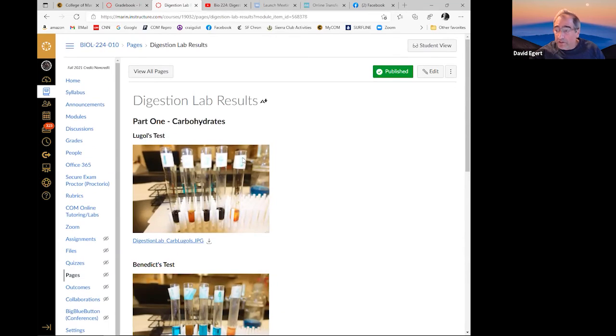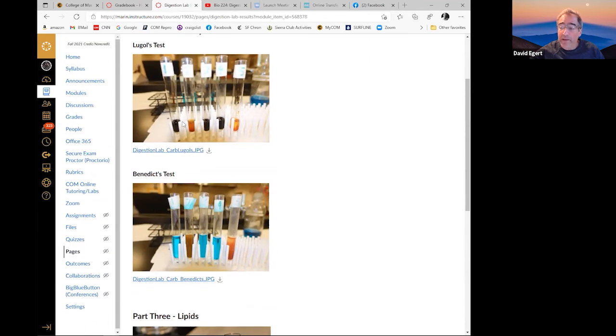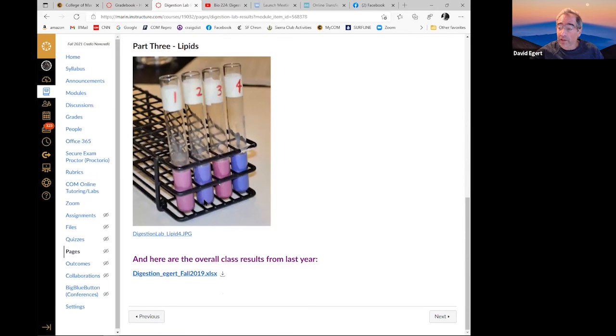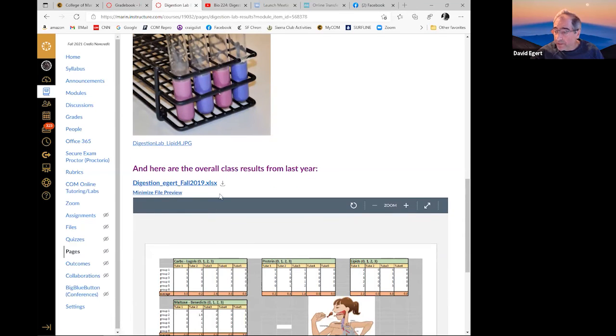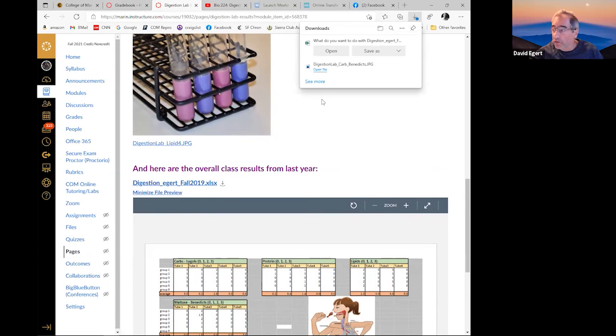So here are the results. You can use these for your write-up. Here's Lugol's and Benedict's from part 1. Here are the lipid color assay results from part 3. Like I said, unfortunately, for part 2, there wasn't really anything to give you a good picture of. And then the last piece here is some results from last year, which I think are useful.